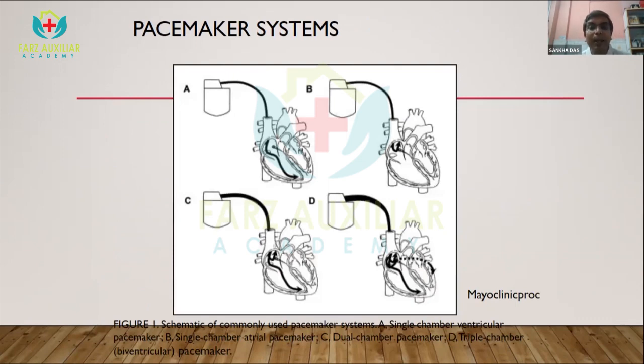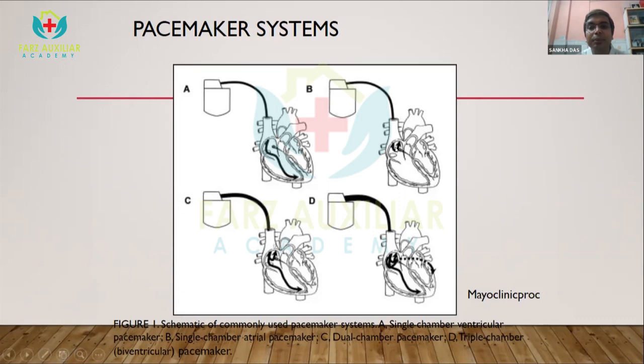So can anyone tell me what are these different types of pacemakers? There is one lead here, there is one lead here, there are two leads, one here, and there are three leads, one here, and one here. So anyone from the students? What is A? Single chamber pacemaker. Very good, single chamber pacemaker, where the pacemaker lead is positioned in the RV.